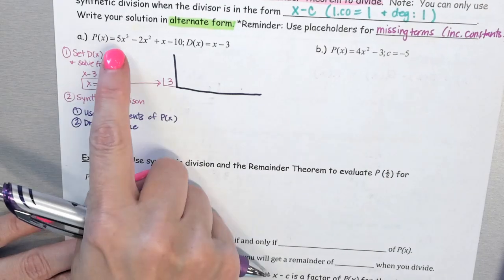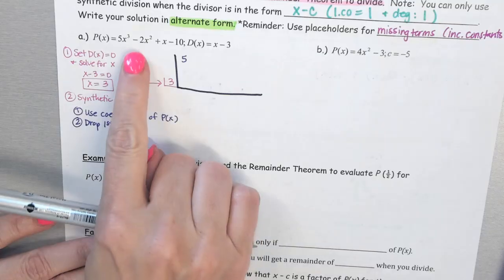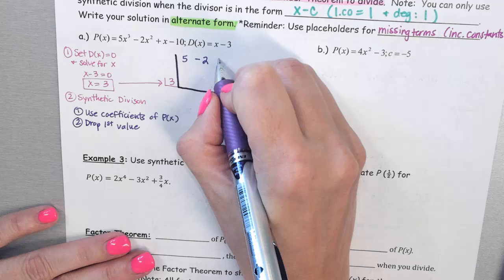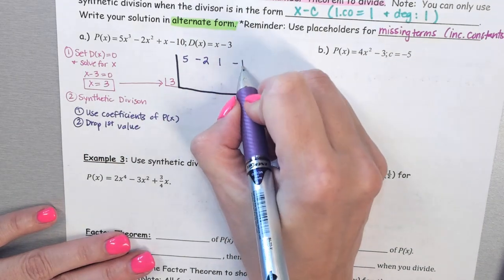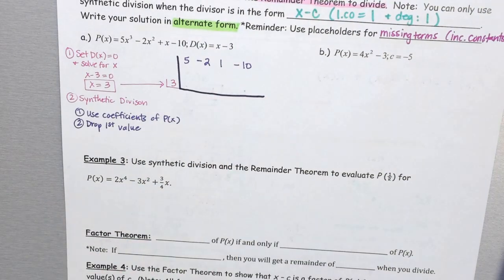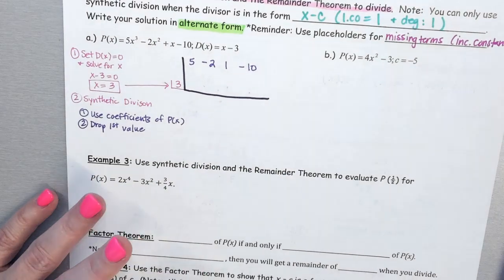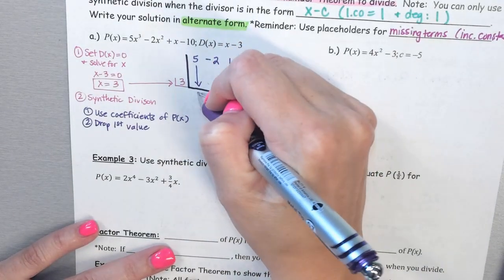So the coefficients of p of x, we start with x cubed. The coefficient would be 5. Coefficient of x squared is negative 2. Coefficient of x is 1, and then negative 10. Don't scrunch those together. Please take the space that you need, because generally if there's a mistake made, it's because people put them too close together and thought of this as a 21 instead of a negative 2 and a 1. Okay, and then we said drop the first value. So you drop the 5.